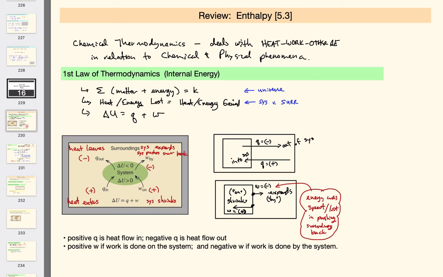And work done on the system, and think about that as the atmosphere pushing in on a balloon and making it smaller. The system shrinks. I've written that there. That's work equal positive. There are some physics books that actually define these opposite. So I will just tell you, for our purposes, this is the definition we're going to use.